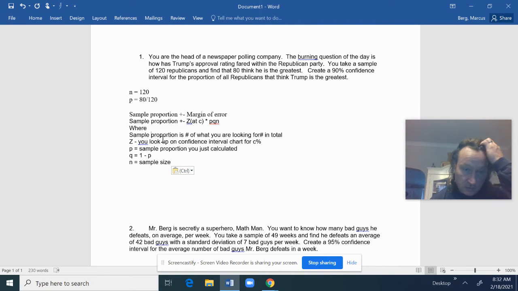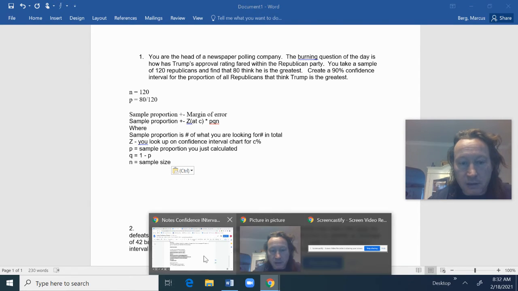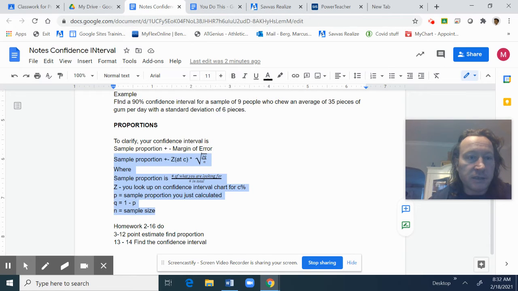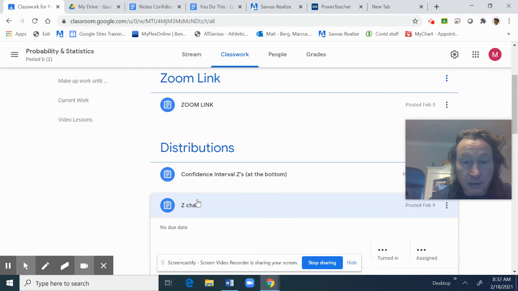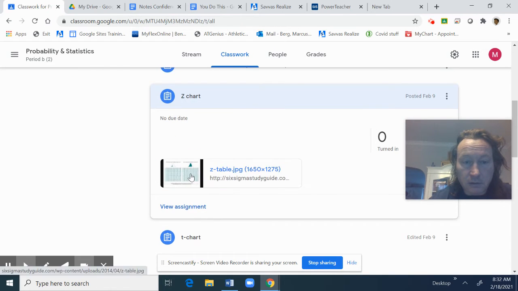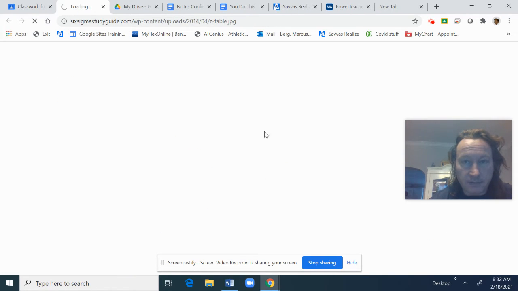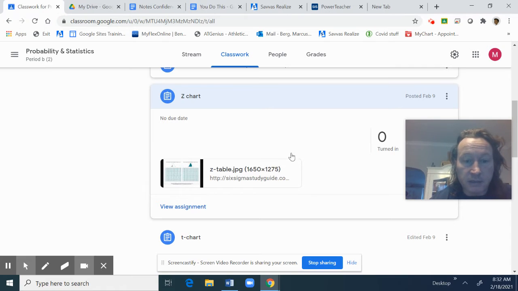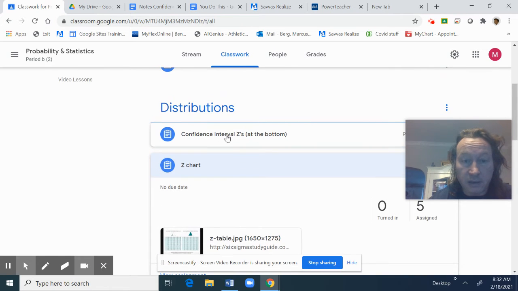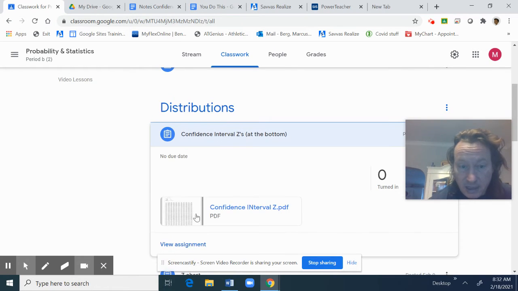Sample proportion is the number over the total. We did that: 80 of 120. Z, we have to look up. So we're going to use my Z chart. My Z chart is in classwork, distributions, and Z chart. So I'm looking that up. Oh, wait, this is not the confidence interval one. Okay, I make mistakes. I want confidence intervals. There we go. Maybe you did the same thing I did. We need a C for this.